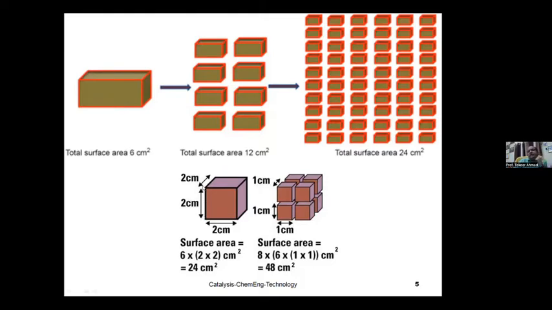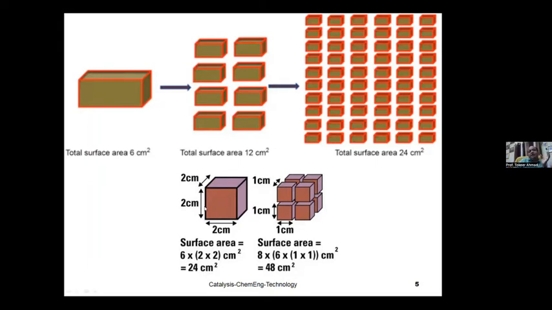Then actually a cube having 6 surfaces, and each surface is a square, and the area of a square is the length into width. So the area of one surface will be 2 into 2. And how many surfaces do we have in a cube? There are 6 surfaces. So we have to multiply this 2 into 2 with 6. So the total area will be 24 square centimeter.